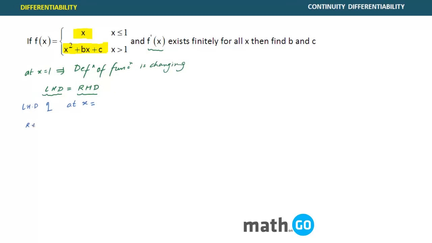For RHD, what you will do is differentiate this value. What will you get? Yes, you will get 2x plus b. You just put x equal to 1 in this. If you put x equal to 1, you will get 2 plus b. And now since you know that LHD should be equal to RHD, that's it. What you are required to do is 1 is equal to 2 plus b. This gives you the answer b is equal to minus 1 straight away. Now you are left to find c also.